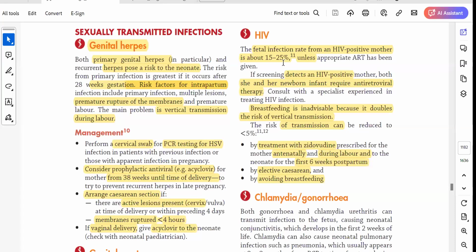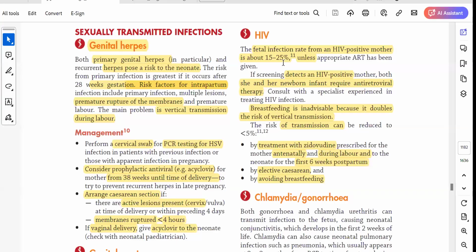Because HIV also transmits through blood or sex, but mainly for the baby it is likely through blood transfusion. So C-section is usually indicated for this patient because there is a risk of vertical transmission if the patient goes for vaginal delivery.